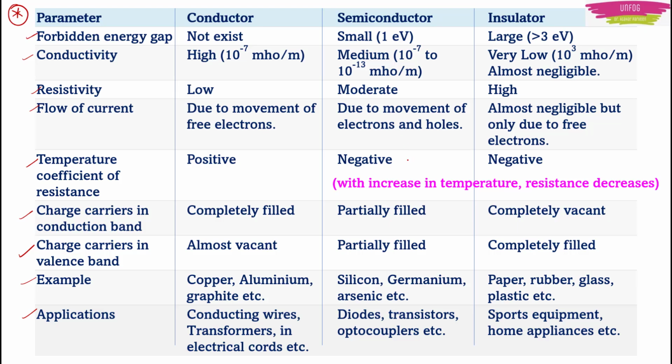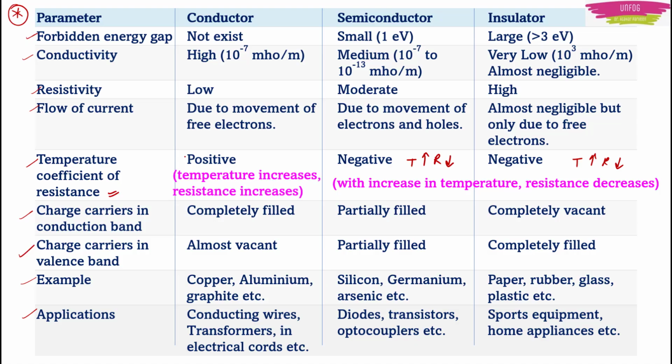Negative means, see, temperature is increased, resistivity is decreased, isn't it? There is a negative impact of temperature on the resistivity. That's why we say temperature coefficient of resistance is negative. This is happening both in semiconductors and insulators. But what happens in conductors? We say that it is positive, right? Temperature coefficient of resistance is positive in conductors.